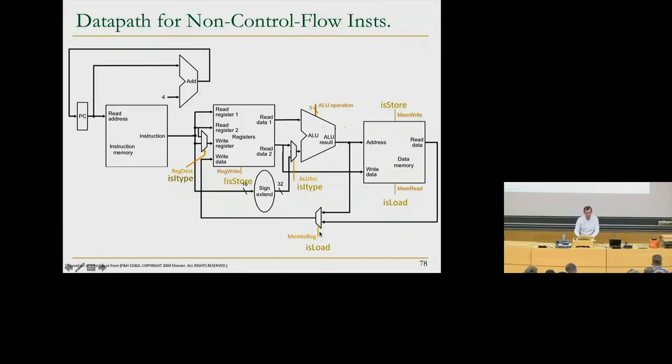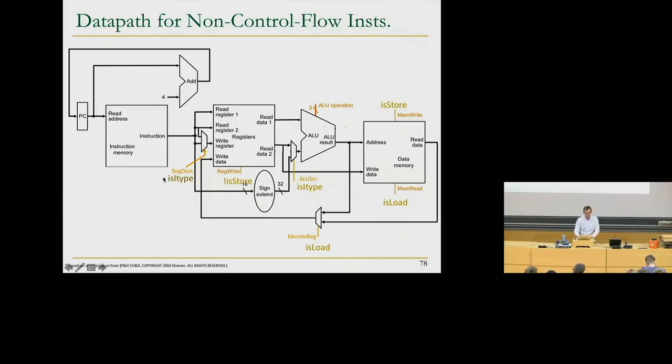So you need another data path element, this mux. And you need to control the data path element accordingly depending on which instruction you're executing. In this case, if we're executing a load, is load is true, and this mux selects the signal coming out of the memory so that it can be transferred to the register file. If it's not a load, then the mux selects the result coming out of the ALU output and sends it to the register file.